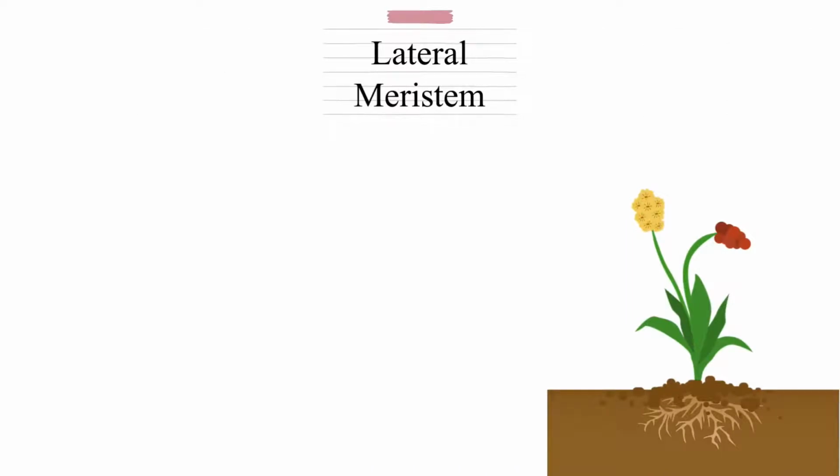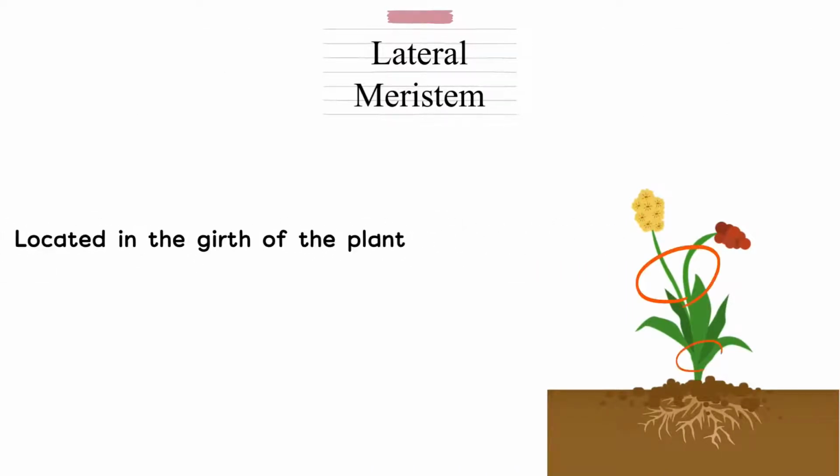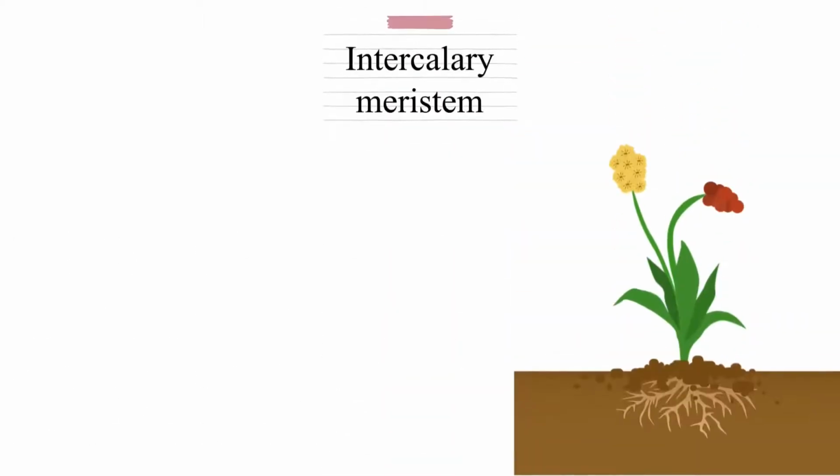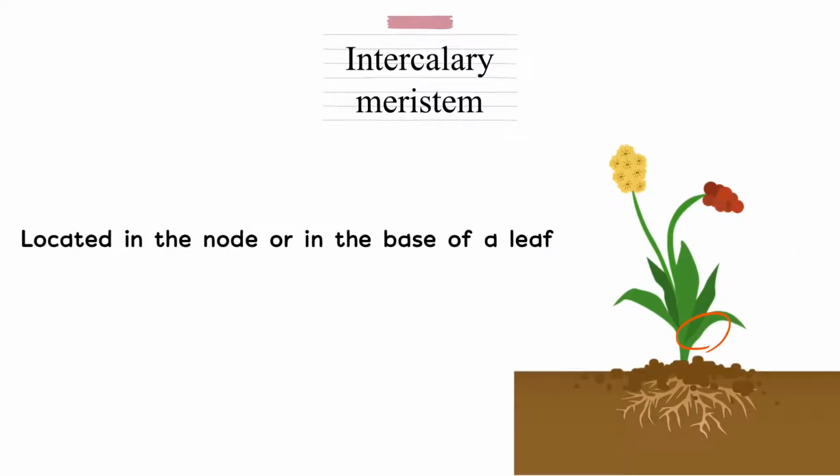Lateral meristem is located in the girth of the plant. They are responsible for secondary growth in plants, that is, increase in girth. Now, what do you mean by increase in girth? It is the horizontal growth of the plants. Intercalary meristem is located in the node or in the base of a leaf. It is responsible for regrowth of leaves.